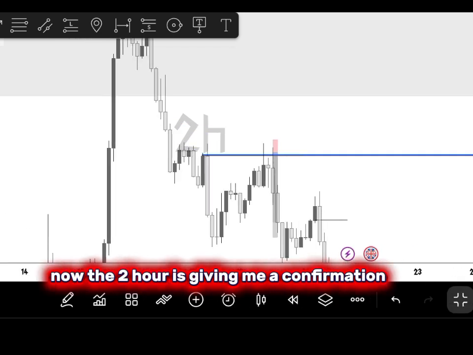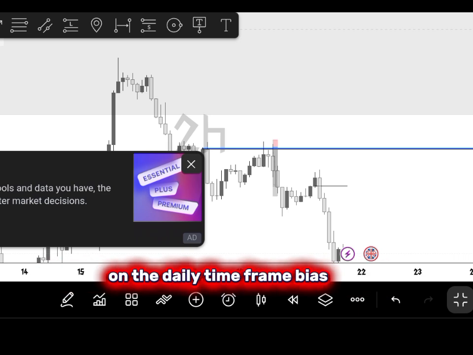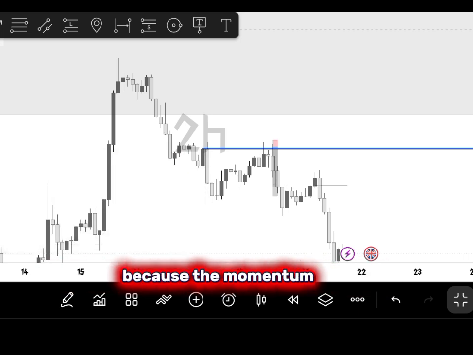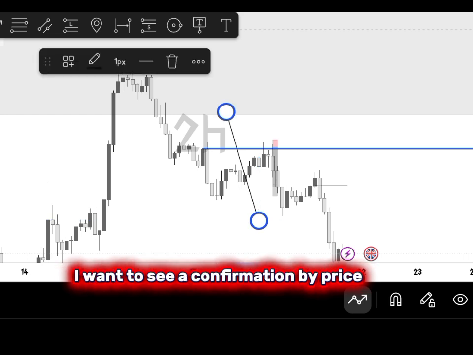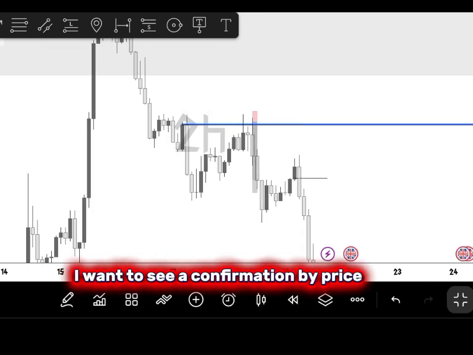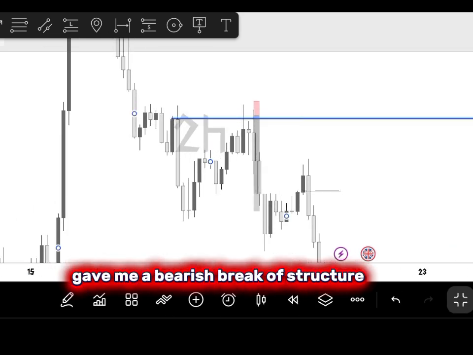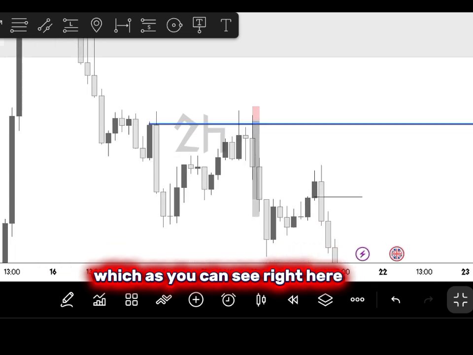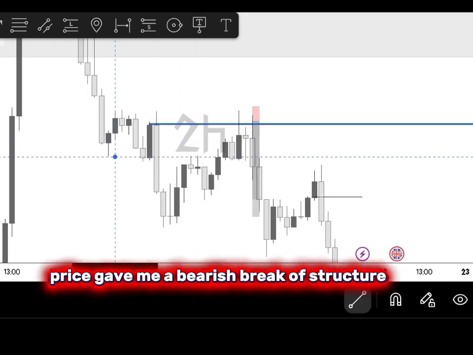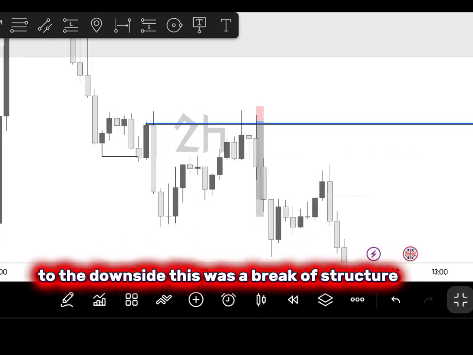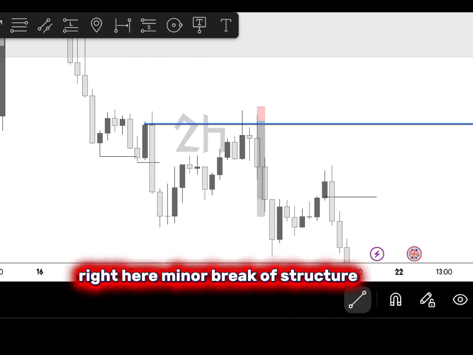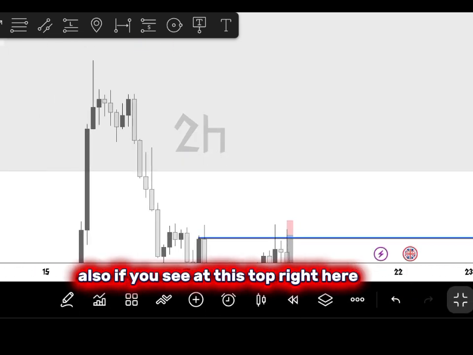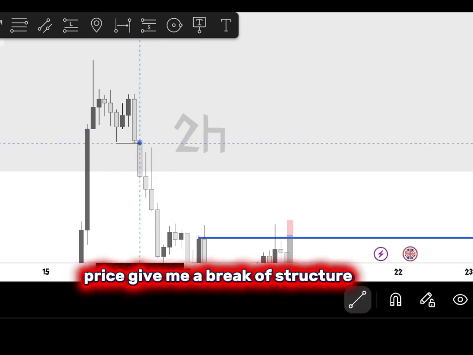Now the 2 hour is giving me a confirmation of the daily time frame bias, because the momentum on the daily time frame is facing down. I want to see confirmation by price giving me a bearish break of structure, which, as you can see right here, price gave me to the downside. This was a break of structure, and it also gave me another break of structure right here, a minor break of structure. Also, at this top right here, price gave me a break of structure.